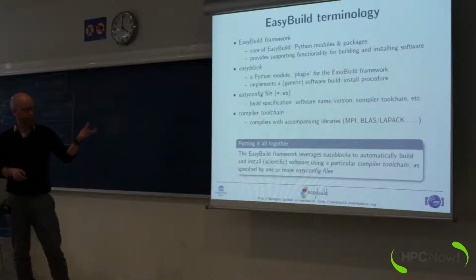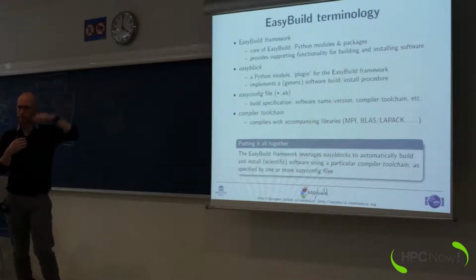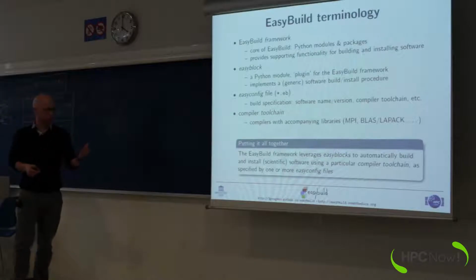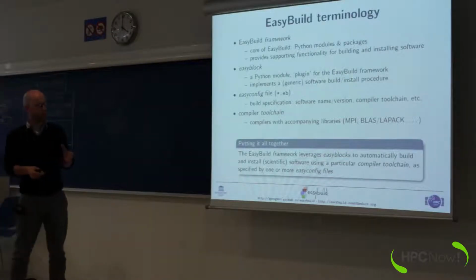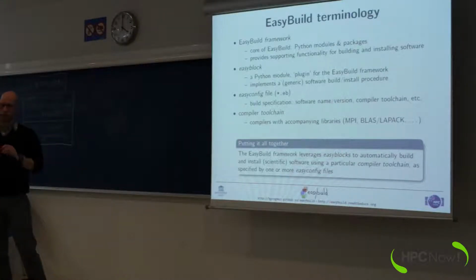So what we mean by a toolchain is a compiler with some accompanying libraries. Basically you build them from the ground up. On the base you would have a compiler, and then you would put an MPI implementation on top of that, and that would be a toolchain when you couple the two of those. And then if you include math libraries on top, that's also a toolchain. So that's another extension, and you build them in a stack like this. If you put all those three things together, the framework then leverages EasyBlocks to automatically build and install software using a particular compiler toolchain. And you specify those in an easyconfig file.